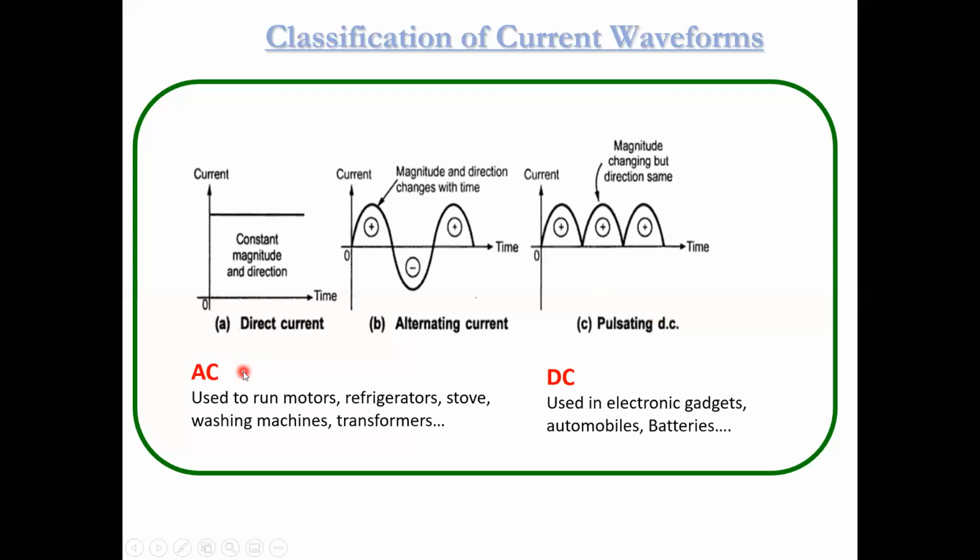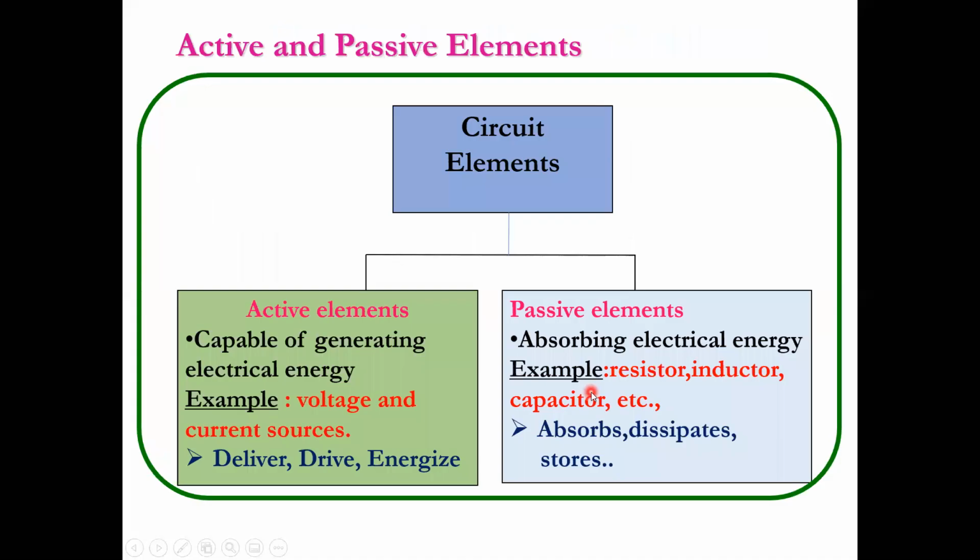What are the different applications of AC? In daily usage, we use AC to run motors, refrigerators, stoves, washing machines, transformers, household purposes. Everything is covered in AC. DC in the sense we use in electronic gadgets, automobiles, batteries, chargers, different things we can use with DC.